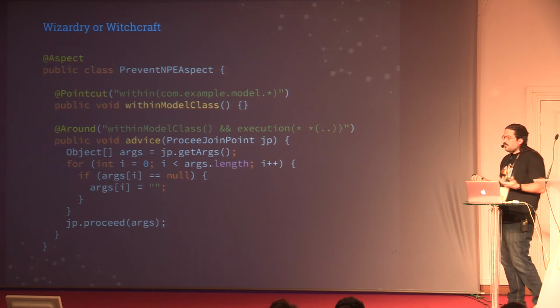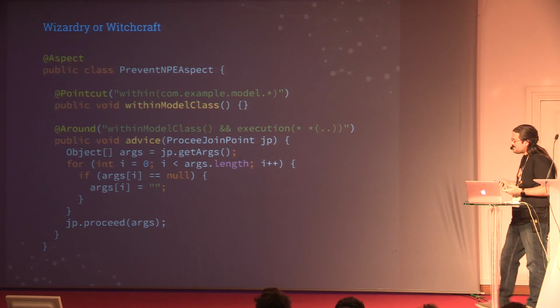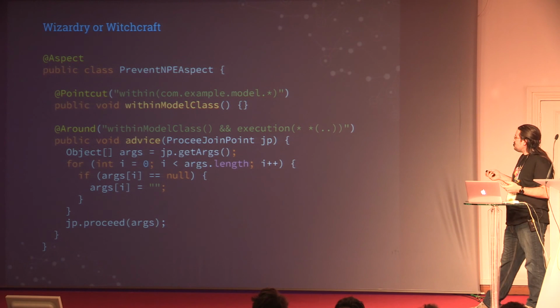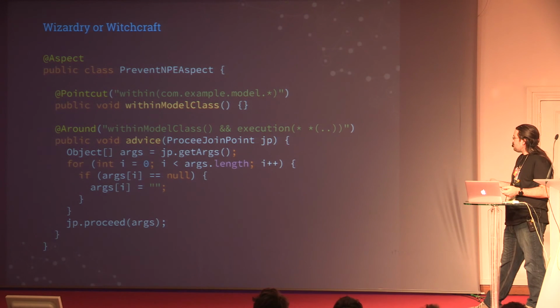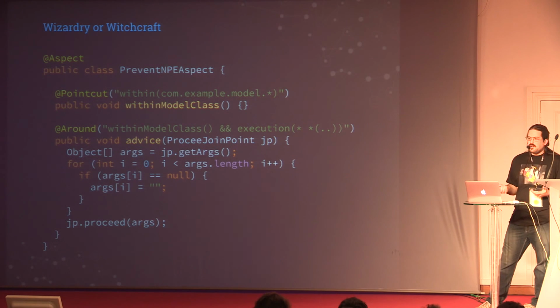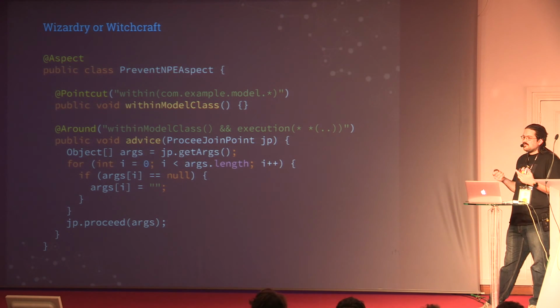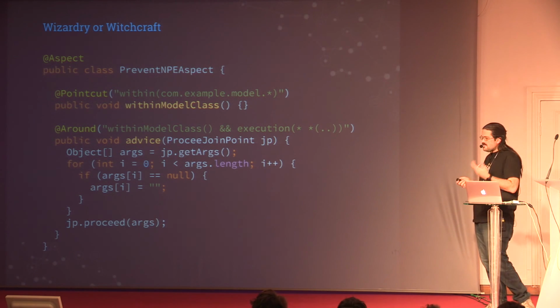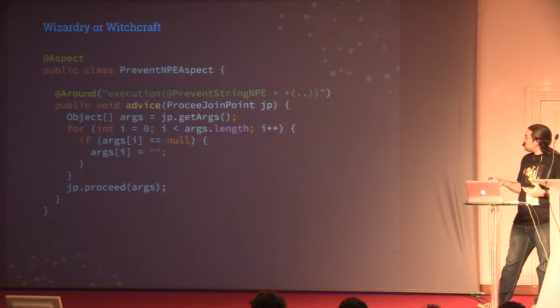Here is an aspect that prevents the appearance of null pointer exceptions. Basically what it does is, within any class inside the com.example model package, it will replace the arguments of a join point by the empty string if the argument is null. The problem is if your method doesn't use a string object but some other class or primitive, this will crash at runtime. So you can prevent that kind of magic using annotations.